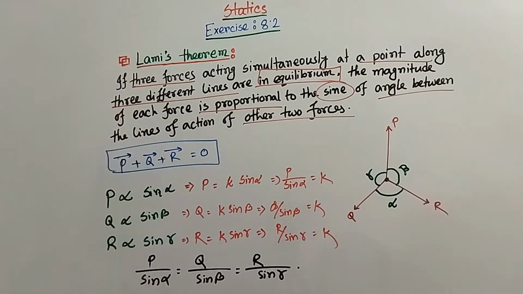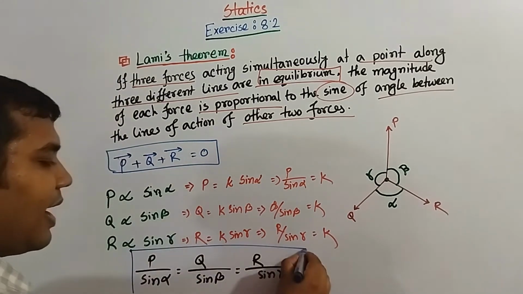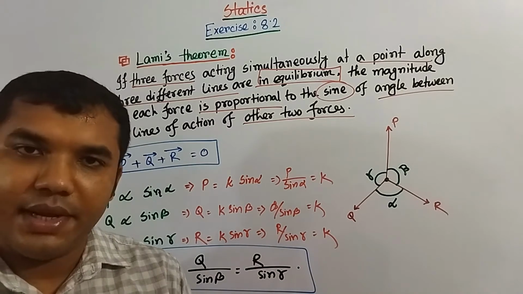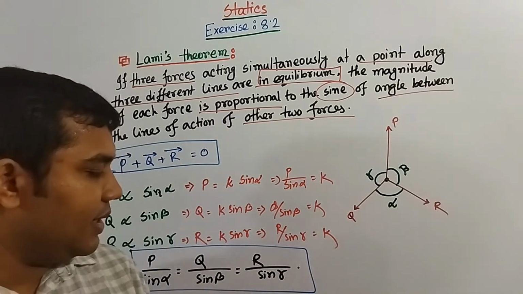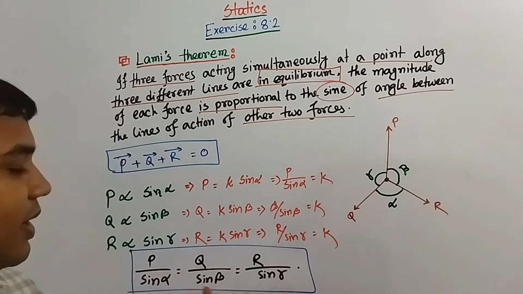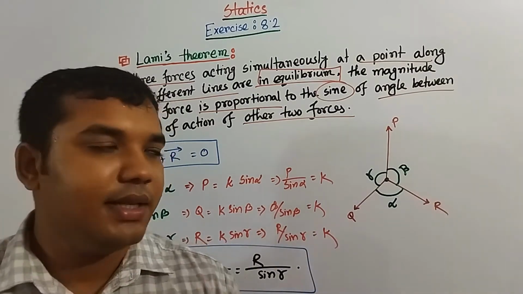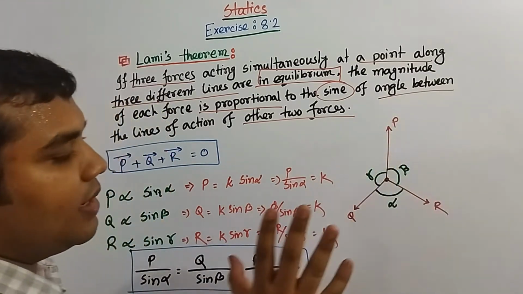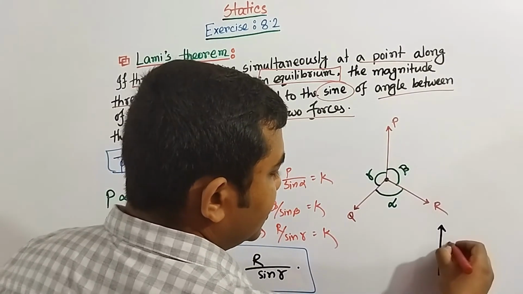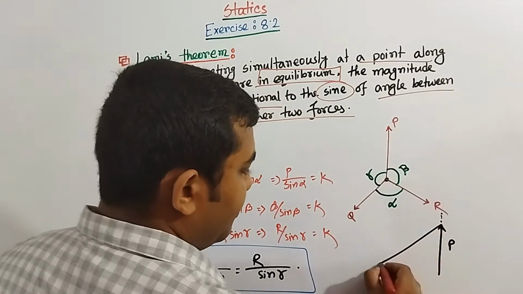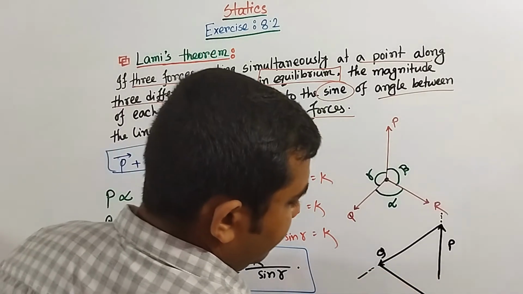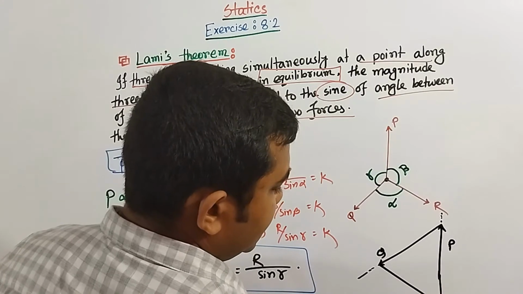So Lami's theorem is something like this, and this holds when P, Q, R are in equilibrium. Clear? Okay, maybe one question arises in your mind: why we can write this, and what is the basic relationship of this with the triangle's law of equilibrium. To understand that, we have already known that from here we can write a triangle, and that triangle looks like this: that side was P, then that side was Q, and that side was R.